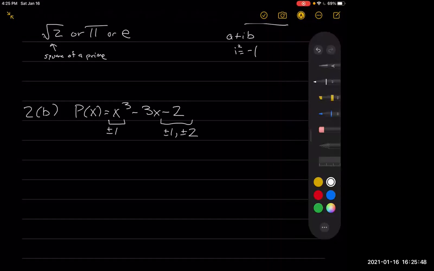The goal is that you can run through and check some of them to see which one is a 0. I've done a little computation ahead, and I know for sure that 2 is a 0. So let's try 2. I'm going to use synthetic division to factor this out. We're going to have a 1, and then a 0 because there's no x squared term, then a -3 and a -2.